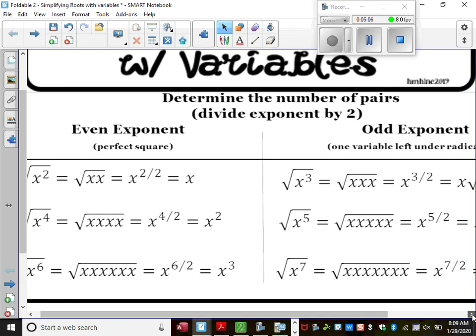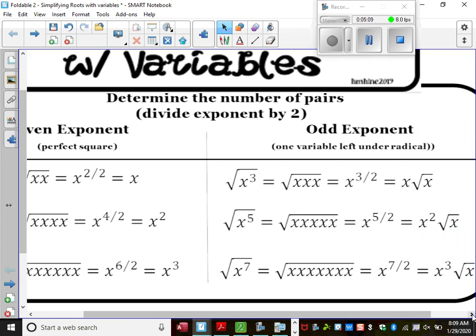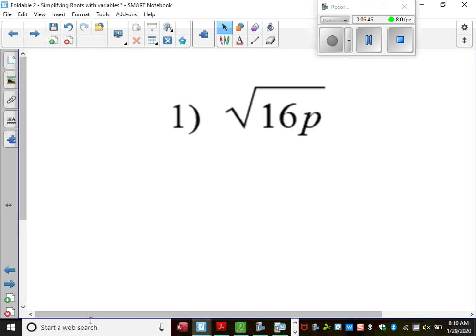Now, what if they're odd, like 3, 5, and 7? You're looking for how many pairs of 2's you see in these numbers. So here you would say, 3 divided by 2, 2 could go into 3 one time, correct? So that goes on the outside, and you're left with 1. Same thing, you're looking for the pairs of 2. How many pairs of 2 are in 5? 2. That goes outside. You're left with 1. How many pairs of 2 are in 7? 3, because 3 times 2 is 6, and you're left with 1 underneath. All right, so let's try some of these.